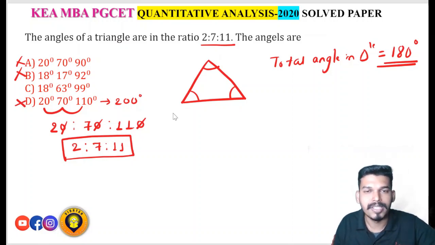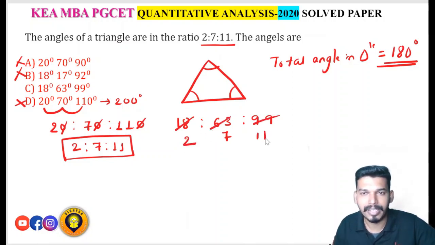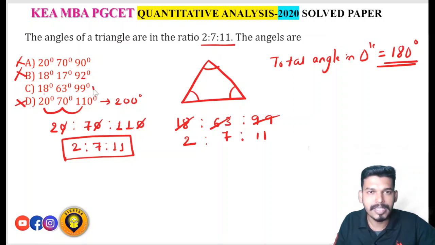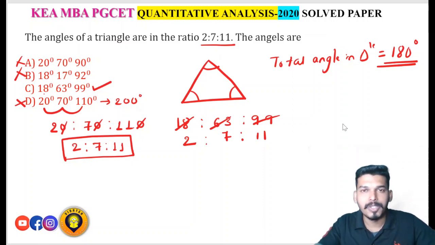Then look at option C, 18 degrees, 63 degrees, 99 degrees. Which is the common factor out of these three numbers? 9. 9 times 2 is 18, 9 times 7 is 63, 9 times 11 is 99. So the ratio is 2:7:11. Check whether the sum of angles is 180 degrees here. 99 + 63, 90 + 60 is 150, 9 + 3 is 12, that is 162. 162 + 18 is 180. So option C is correct, right? So you have to be careful.